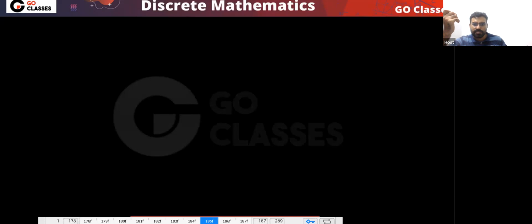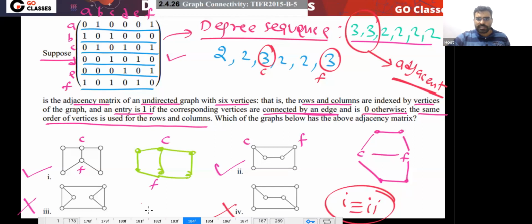So this is your graph theory. We have seen everything. This is a nice question, you can just check it out. But option 1 comma option 2, they are basically the same.